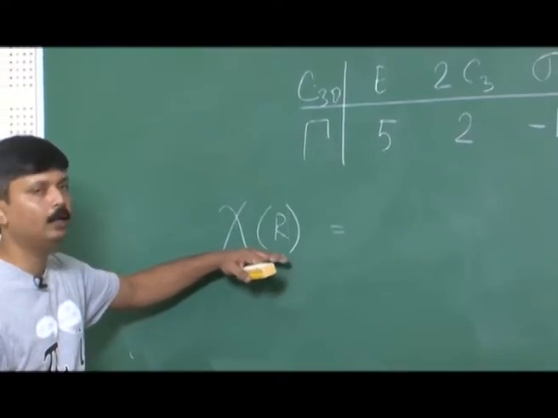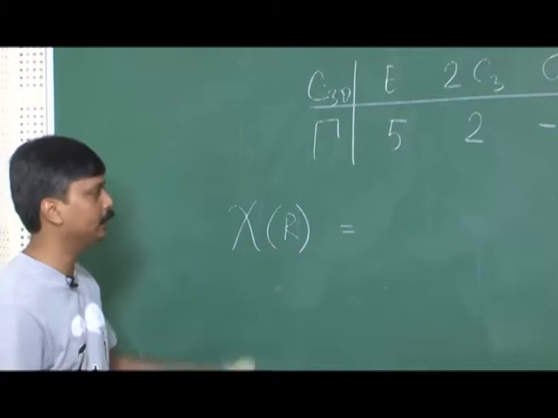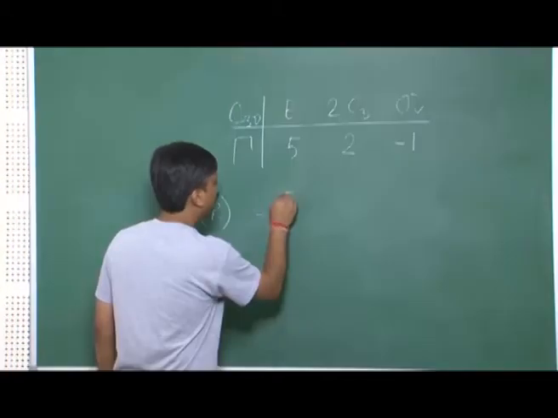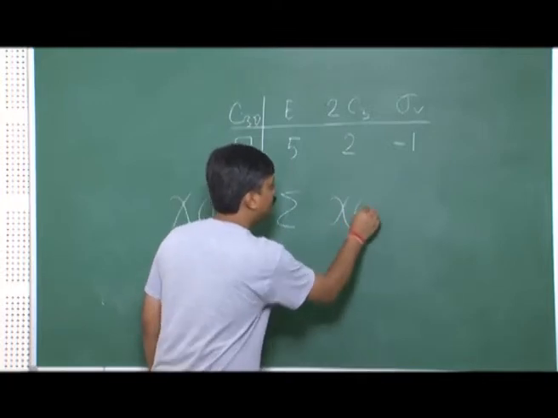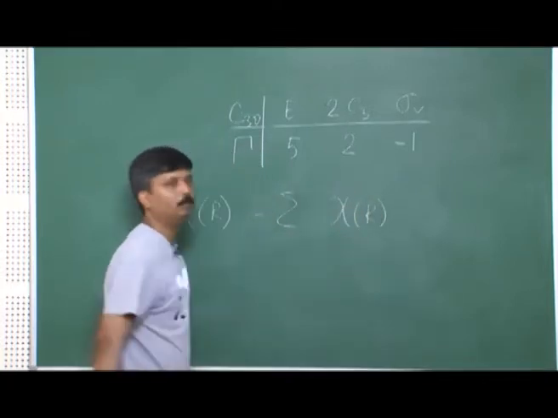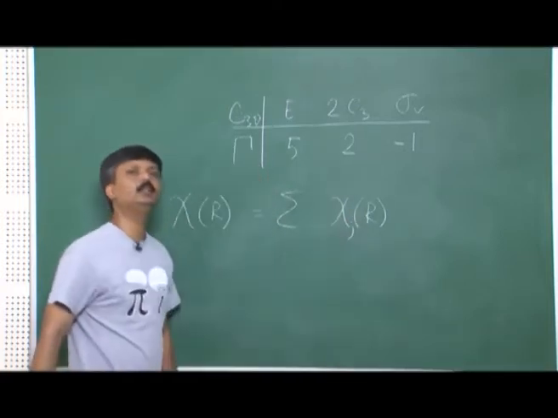So I can write the character for any given symmetry operation for a reducible representation as the sum of the characters of the same symmetry operation belonging to any particular jth irreducible representation.